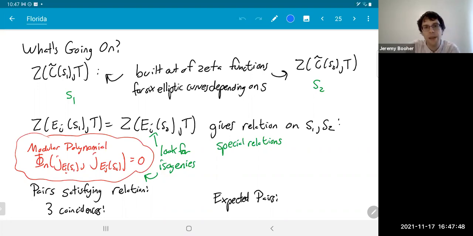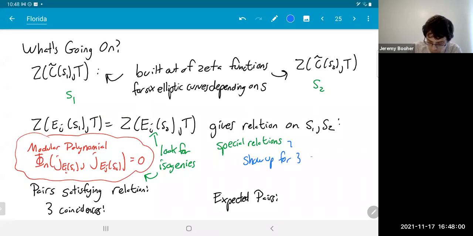Now, the funny thing that happens is some of these relations are very special. You get the same relation on S1 and S2 that shows up for 3 choices of which elliptic curve you look at. So basically, you're getting 3 zeta functions being equal for the price of 1.